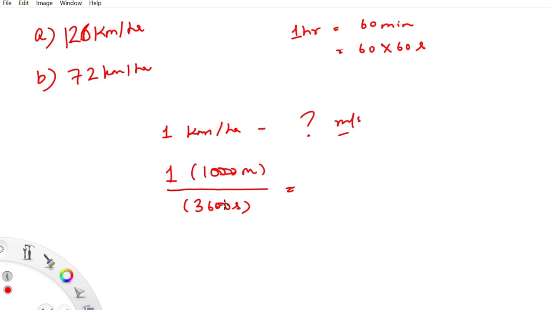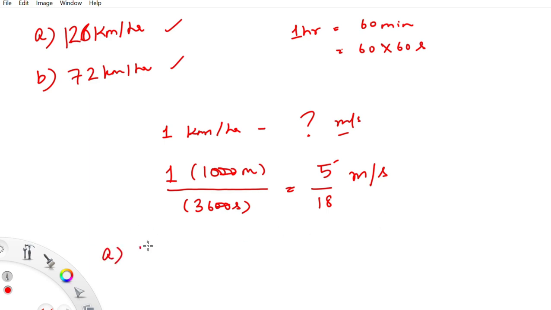Now two zeros get cancelled over here, so you have 2 times 5, that's 10, and 2 times 18, that's 36. So 1 kilometer per hour is basically equal to 5 by 18 meters per second. So now I think it will be very easy for you to convert these two values into meters per second. Do mention your answers in the comment section, and if you have any queries with this conversion, you can always let me know.